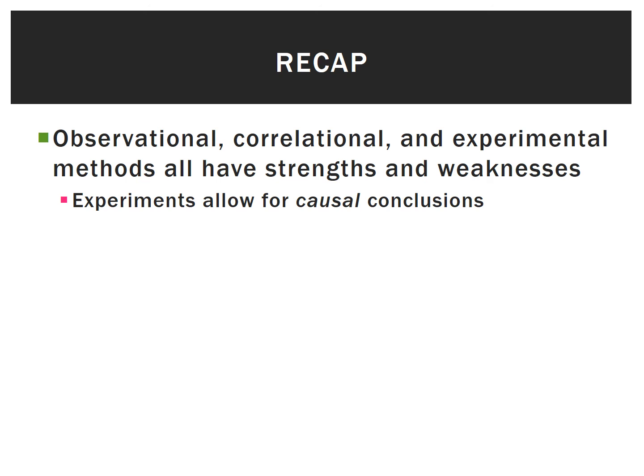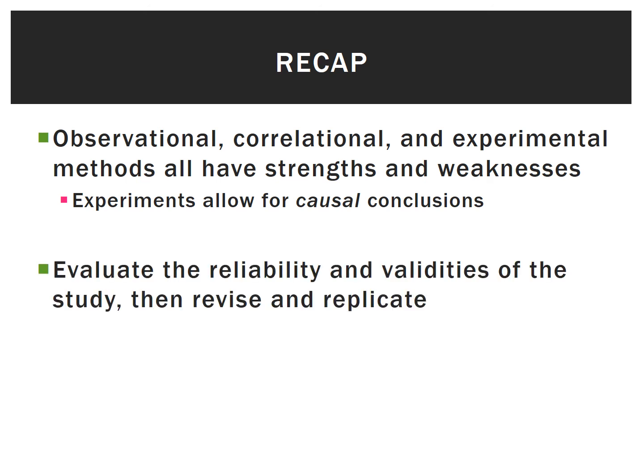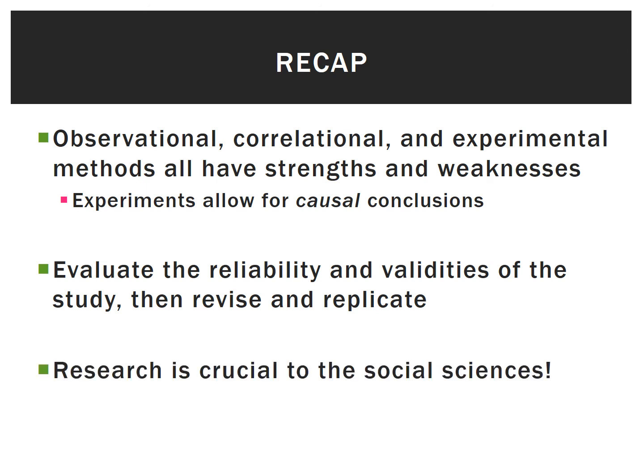Fewer examples of correlational and observational research. We still do them in social psych, but experimental research tends to be kind of the bread and butter. That's what we really are looking at to figure out why things happen, what causes what. You also have to, of course, evaluate the reliability and the validity of any given study that you've done, revise and replicate. Of course, research is crucial to the social sciences. So social psych is really built on the scientific method, on research that you're conducting. That's how we know things about the world.